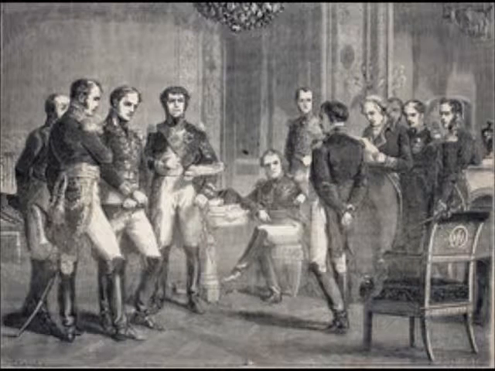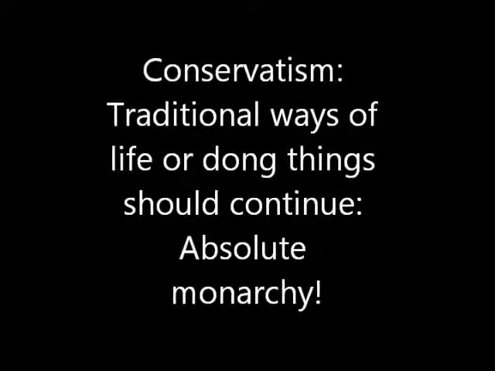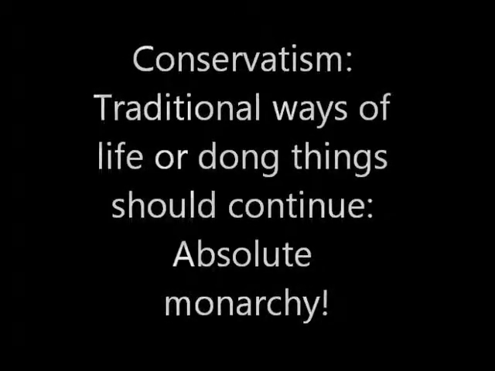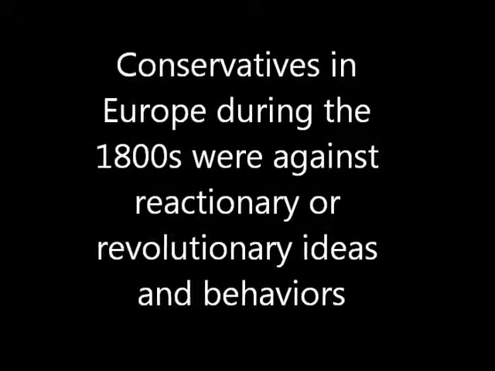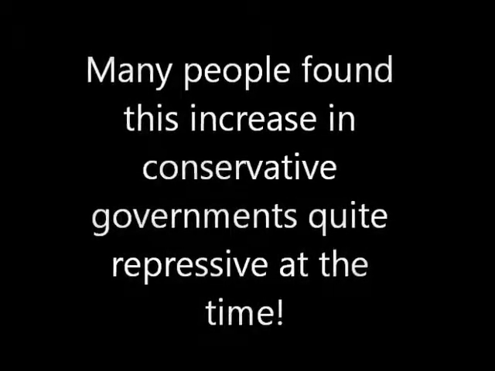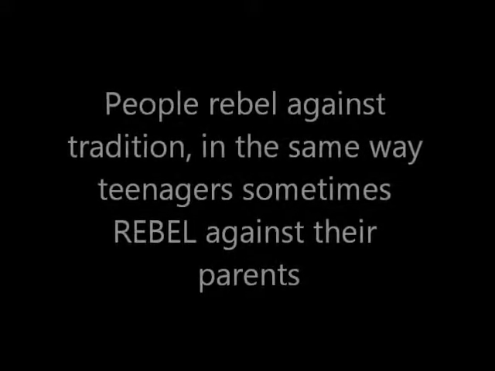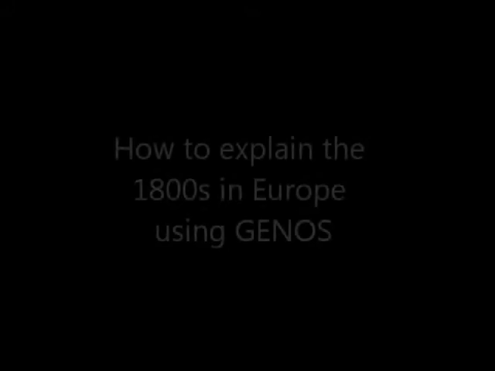The Congress of Vienna also represented conservatism. People with conservative political beliefs back then, and in most societies I should say, believed that traditional ways of life should be preserved. Conservatives in Europe during the early 1800s were those people who supported monarchies and were against revolutionists and their leaders. So, the Congress of Vienna and the re-establishment of monarchies across Europe will actually lead to more revolutions because you have these conservatives in power and people are going to rebel against this conservative way of life. So let's look at all of this that I've just said right now using GENOS.